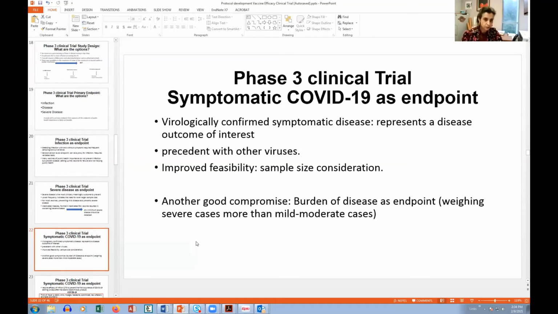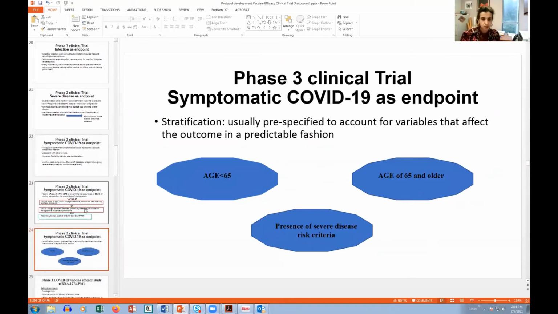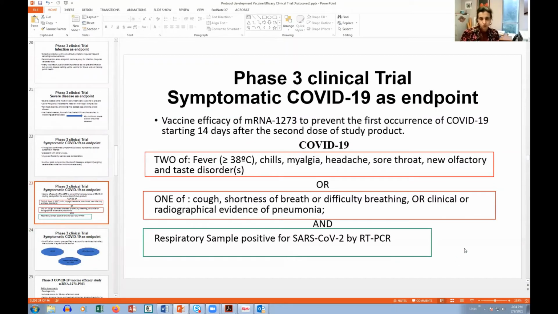Another compromise would be to lump disease and severe disease and call it burden of disease, which weighs severe cases statistically more than the mild cases by giving each severe case a score of 2, every mild case a score of 1. I think some of the phase 3 clinical trials adopted this as a secondary endpoint. But nonetheless, symptomatic COVID-19 was the endpoint.